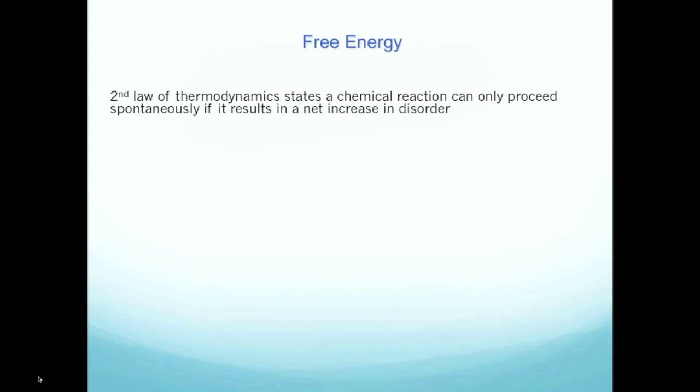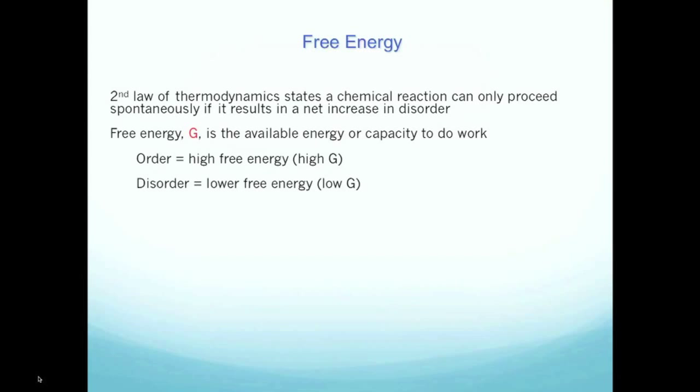So I want to remind you, we're going to start with free energy and the second law of thermodynamics. Remember, the second law of thermodynamics states that a chemical reaction can only proceed spontaneously if it results in a net increase in disorder, okay? And we measure order by free energy, which is denoted as G, and this is the available energy or capacity to do work. Okay, so anything that has high order has a high free energy, has a high G, and anything that has a disorder has a low free energy and a low G. So the example I gave you guys was a clean room versus a dirty room.